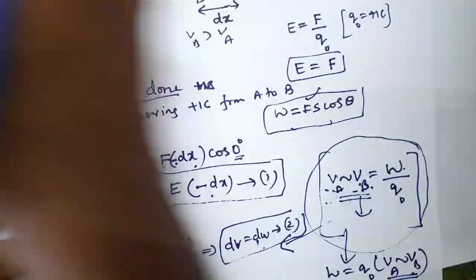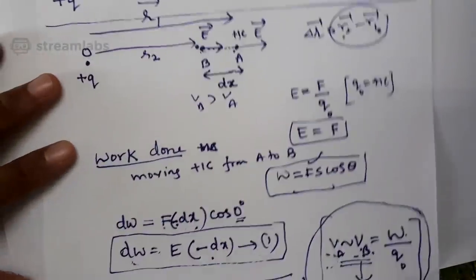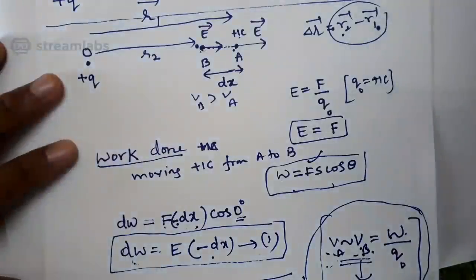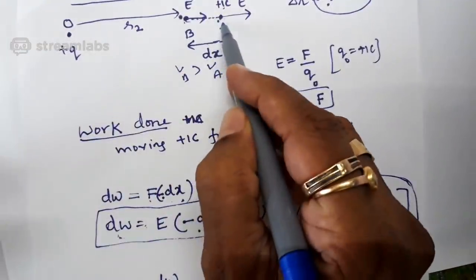Or if you move against the direction of the electric field, potential goes on increasing. I'll repeat. If you move along the direction of the electric field, potential goes on decreasing. If you move against the direction of the electric field, potential goes on increasing. That is the meaning of the negative sign. What made me say that? Because potential at B is greater than potential at A.